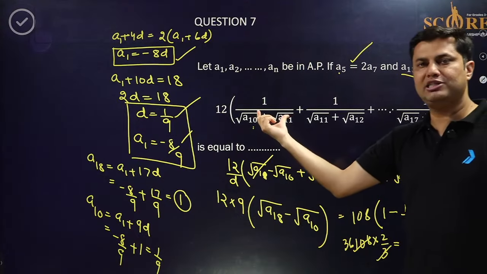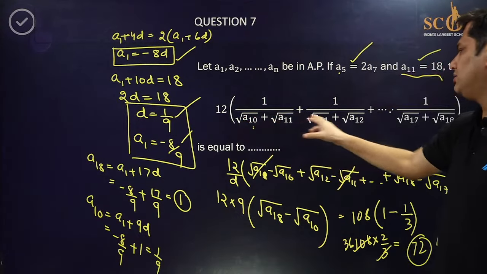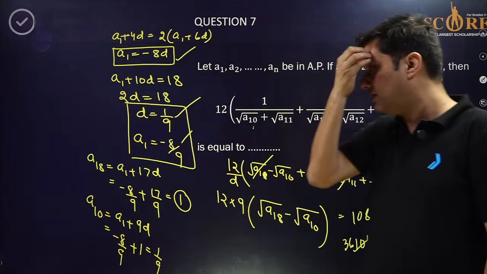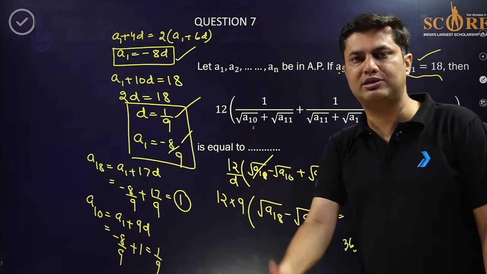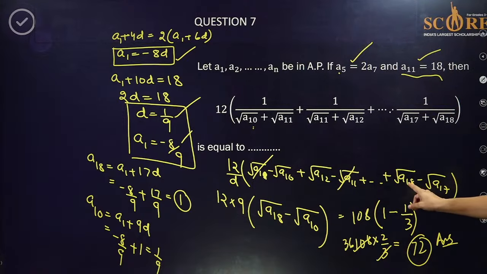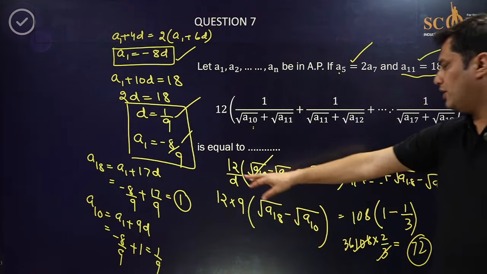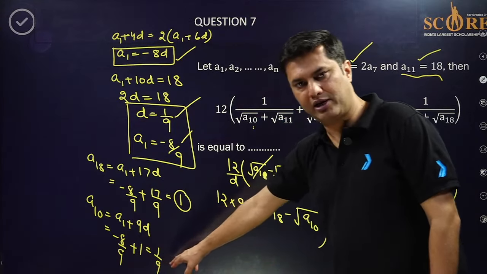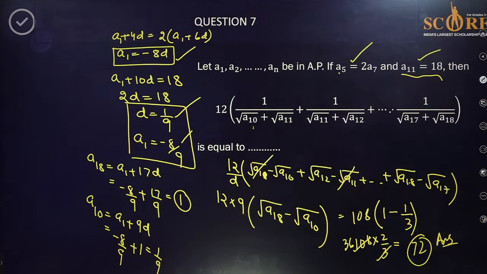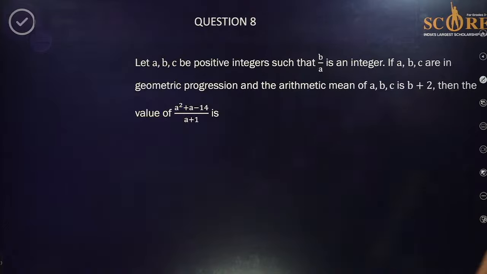Now, after rationalizing, the denominator becomes the common difference. And the numerator, we can see the telescopic series in the numerator. So the first term and the last term remain here. I find out what is root A18, which is 1, and root A10, which is 1 by 3, since root of 1 by 9 is 1 by 3. So the answer is 72. 72 is the right answer.